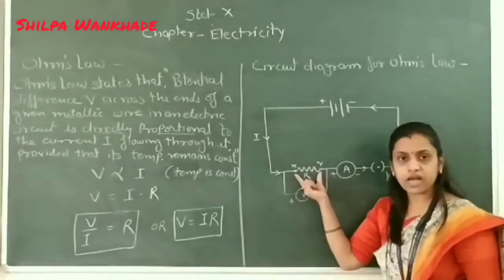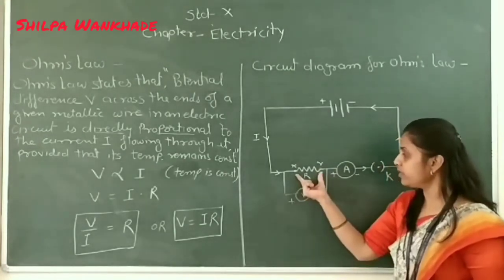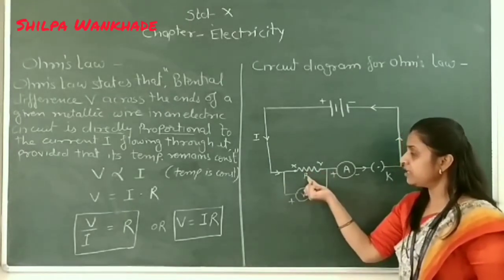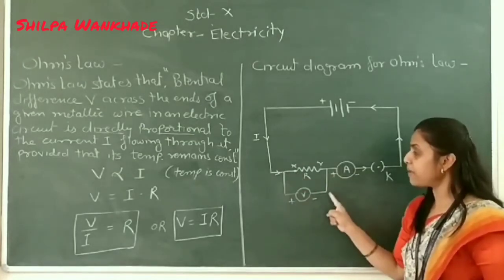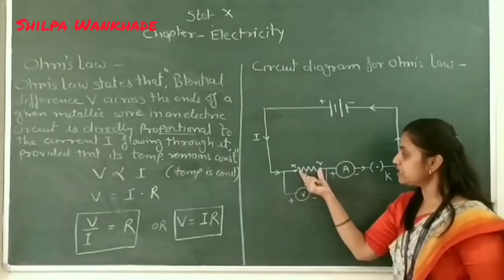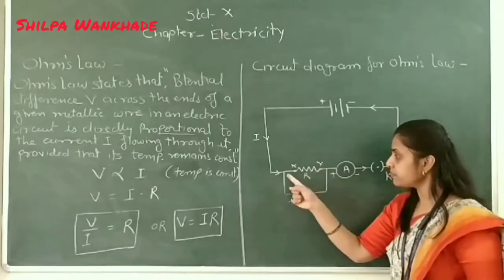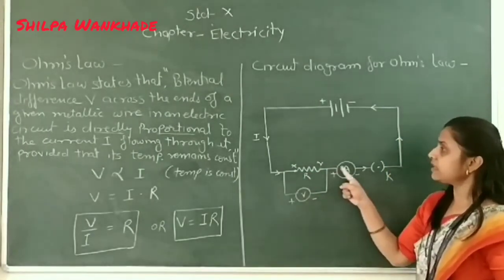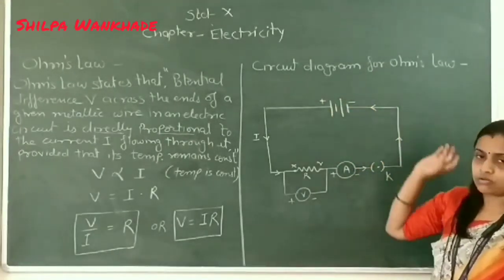So between X and Y, we join the metallic wire through which we have to find how much current is flowing, and that metallic wire has some specific resistance, therefore we denote it as R. Then the voltmeter is always connected parallel to the given component across which we have to measure the potential difference, because we have to measure the potential difference between the two ends of the conductor XY. Therefore the voltmeter is connected in parallel and the ammeter in series. So this is the circuit diagram for Ohm's law.